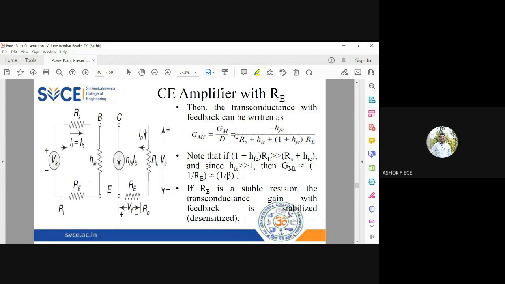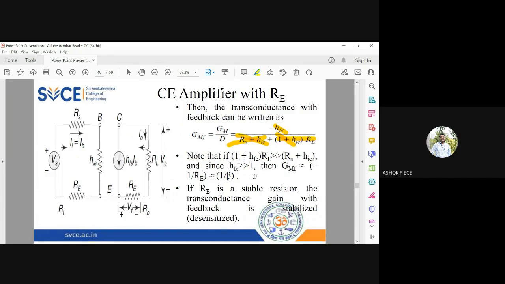So when you consider these two terms in the denominator, Rs plus hie and this term, 1 plus hfe into RE is very, very large because hfe is the beta value and it will be very, very large. So I can neglect this term Rs plus hie. So I can write Gmf is approximately equal to minus hfe by 1 plus hfe into RE. hfe by 1 plus hfe is approximately 1. So this minus hfe and 1 by 1 plus hfe, I can take them to be equal. So approximately I get Gmf equal to minus 1 by RE.